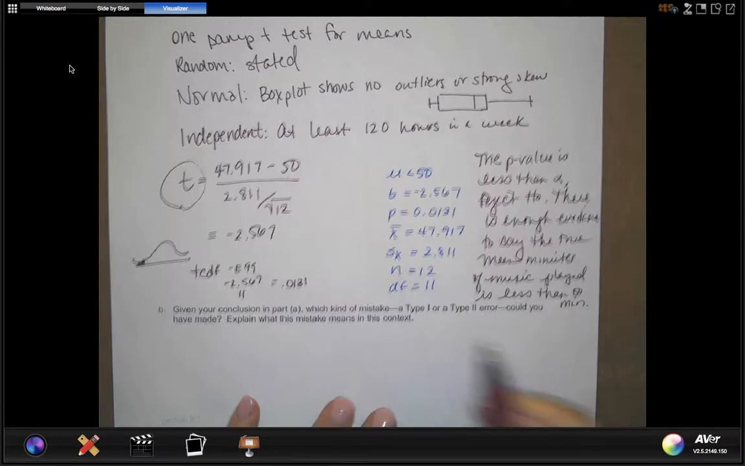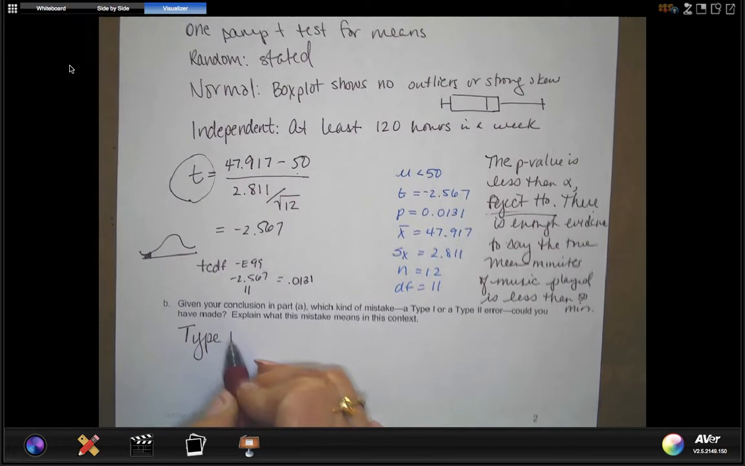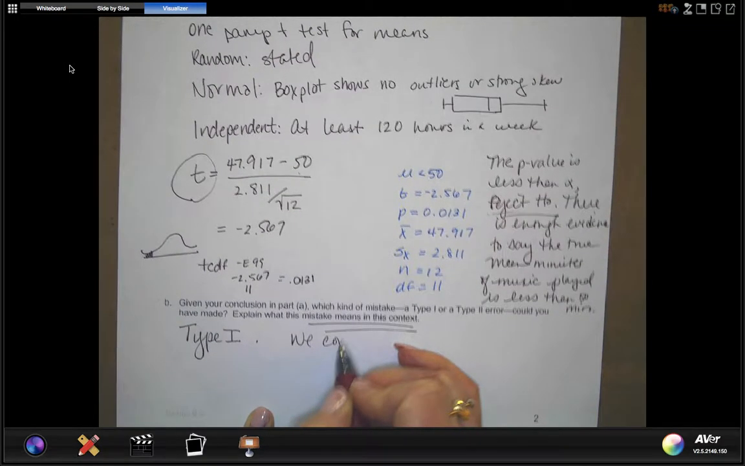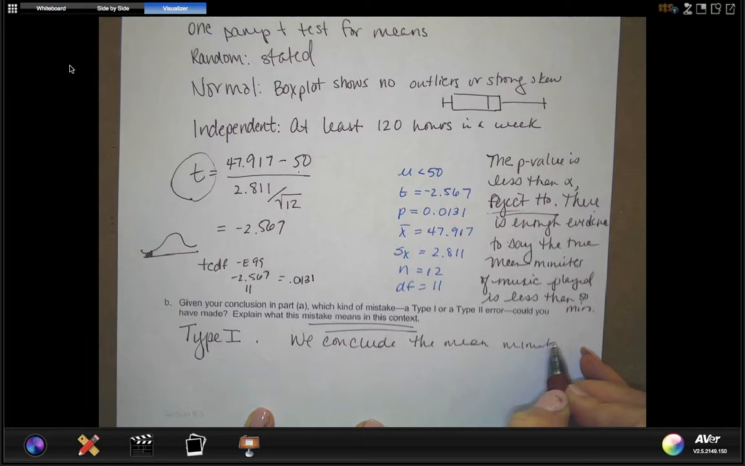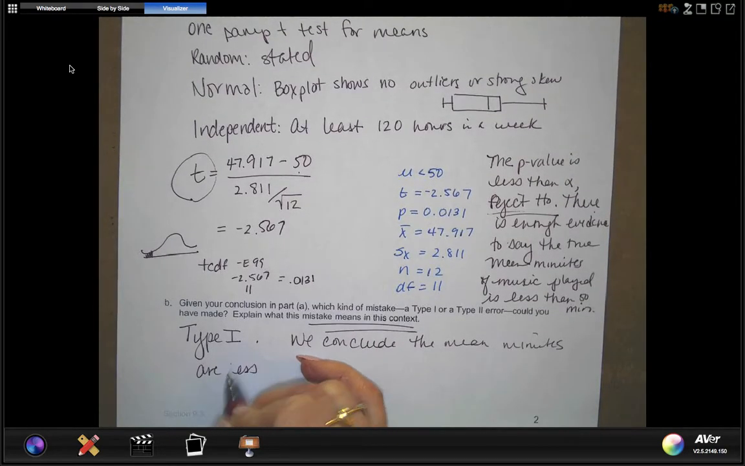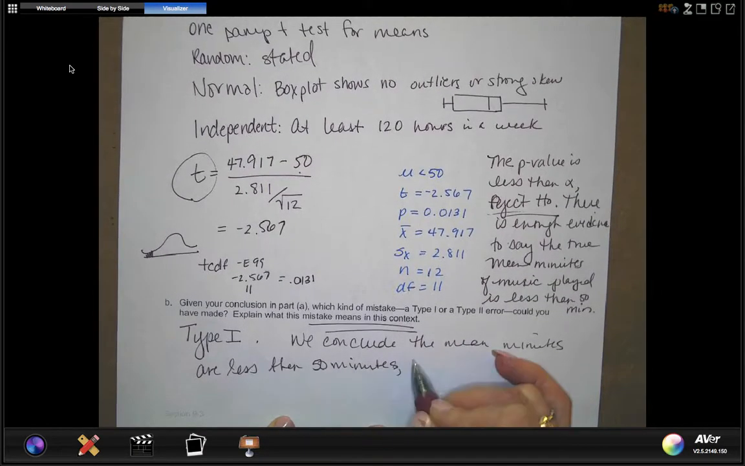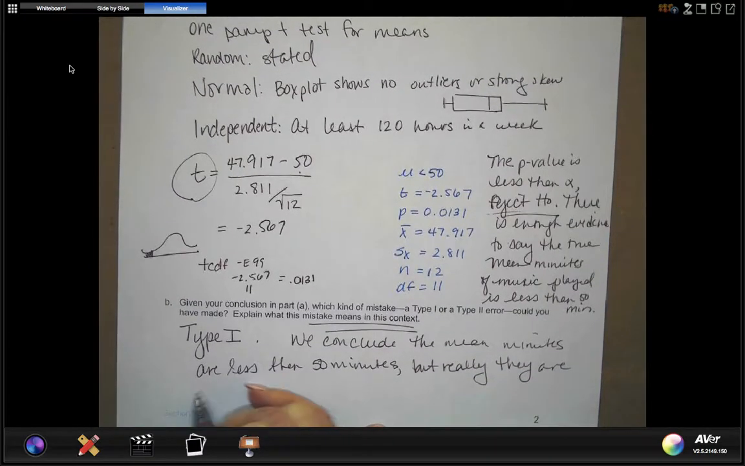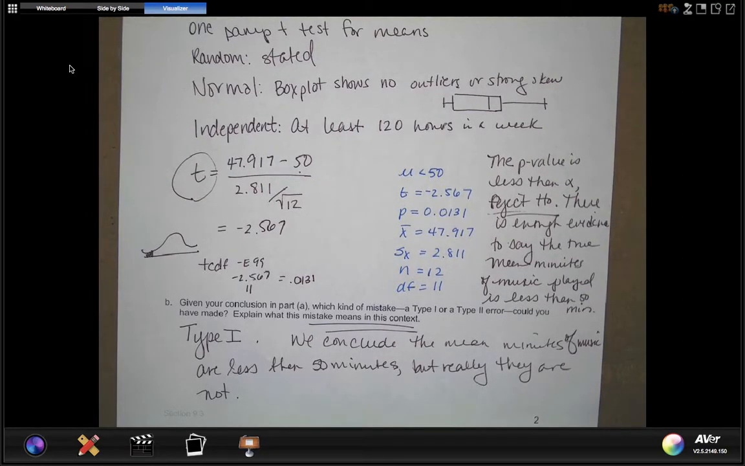All right, what kind of mistake could we have made? So since we just chose to reject, we could have made a type 1. What does that mean in context? So we conclude the mean minutes are less than 50 minutes, but really they are not. There's a little bit more context for you. Okay?